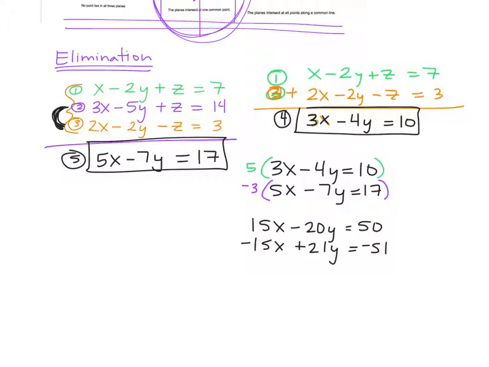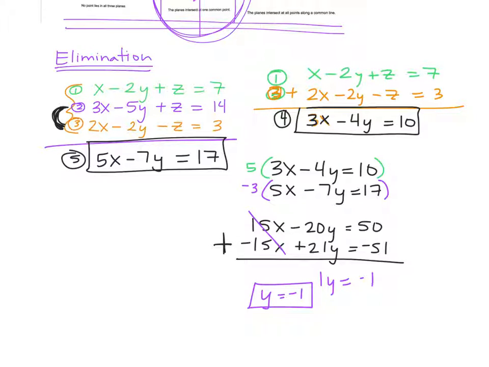Okay, and now we can eliminate using those two. So if I add those two equations together, my x's are gone. Negative 20 plus 21 is 1y. 50 plus a negative 51 is negative 1. So y is negative 1.